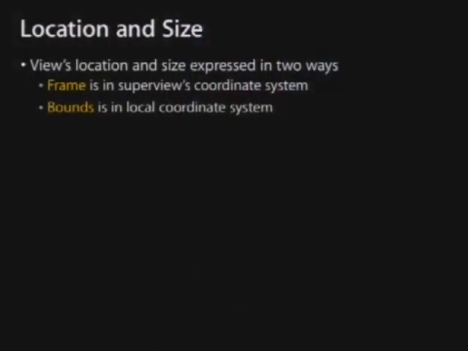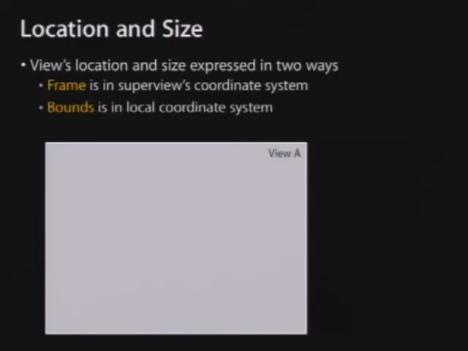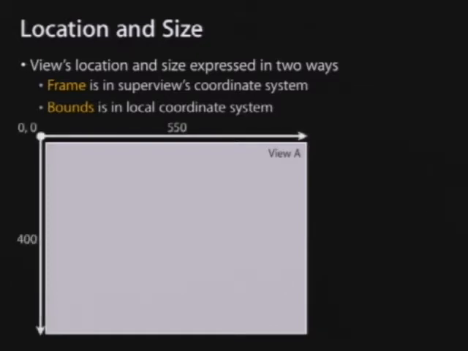So location and size. There are 2 rectangles that you'll often find associated with a view. There's a frame and there's a bounds. Now, the frame specifies a rectangle of a subview with respect to its parent. So in this case, if I have a view that starts at the origin, has a width and a height, its frame is 0, 0. And in this case, its bounds are 0, 0, too. Well, what's bounds? Bounds is the rectangle of the view with respect to itself.